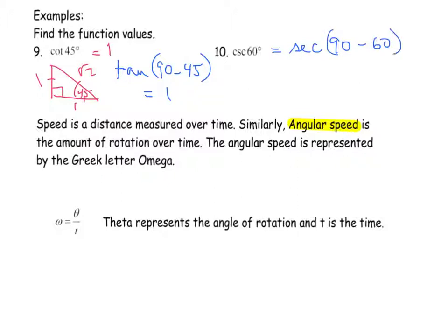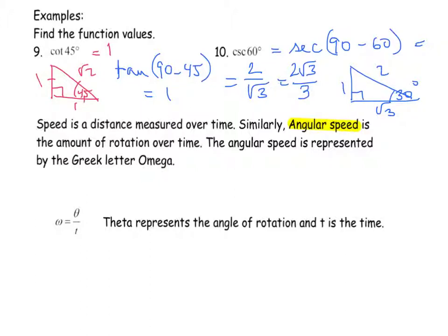60 degrees. Again, I can draw my special right triangle and say this is my 30-degree angle, 1, 2, and the square root of 3. So when we talk about cosecant of 60 degrees, we are talking about 1 over sine. So the sine of 60 degrees would be root 3 over 2. So the cosecant of 60 degrees is 2 divided by root 3, or 2 root 3 over 3.